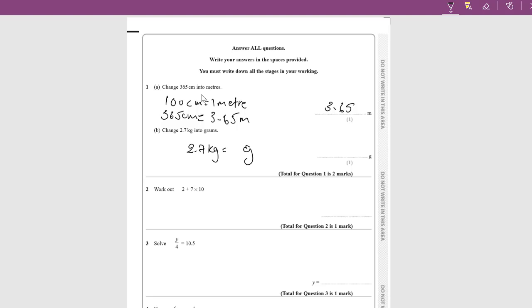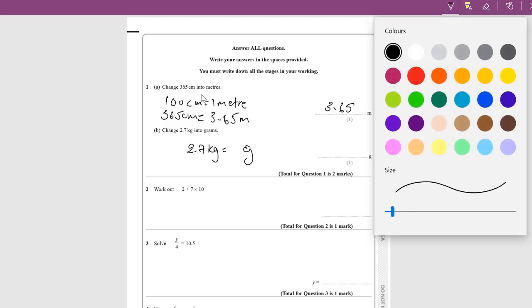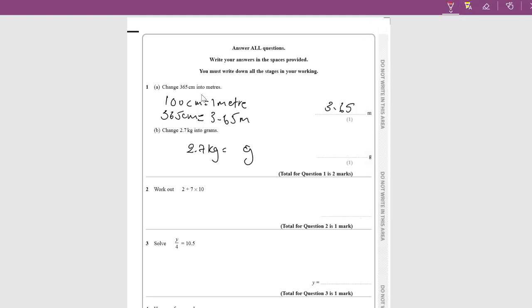Well, we know that 1,000 grams equals 1 kilogram. So how do we get from here to there? Well, we multiplied it by 2.7. So we can do the same thing here. We can multiply it by 2.7. So 1,000 multiplied by 2.7 is going to give us 2,700. Okay.